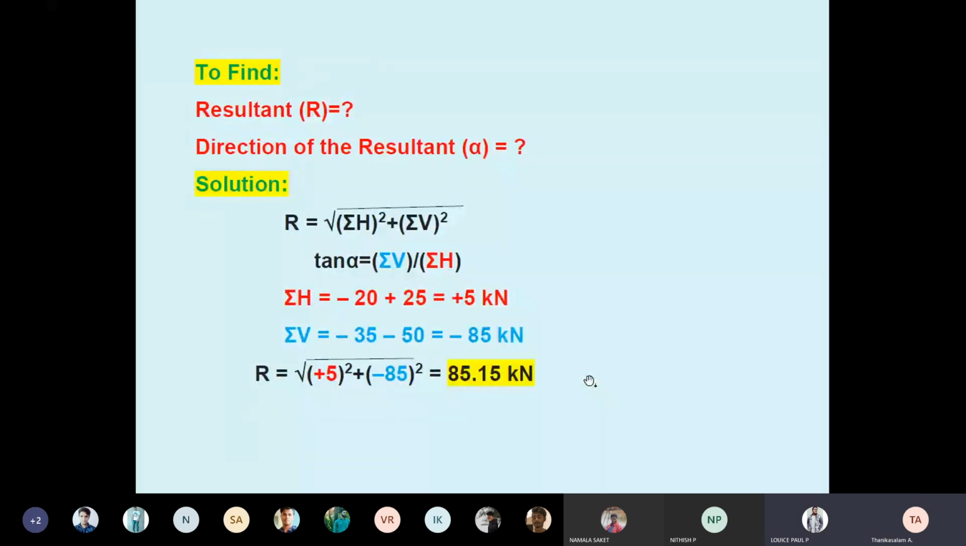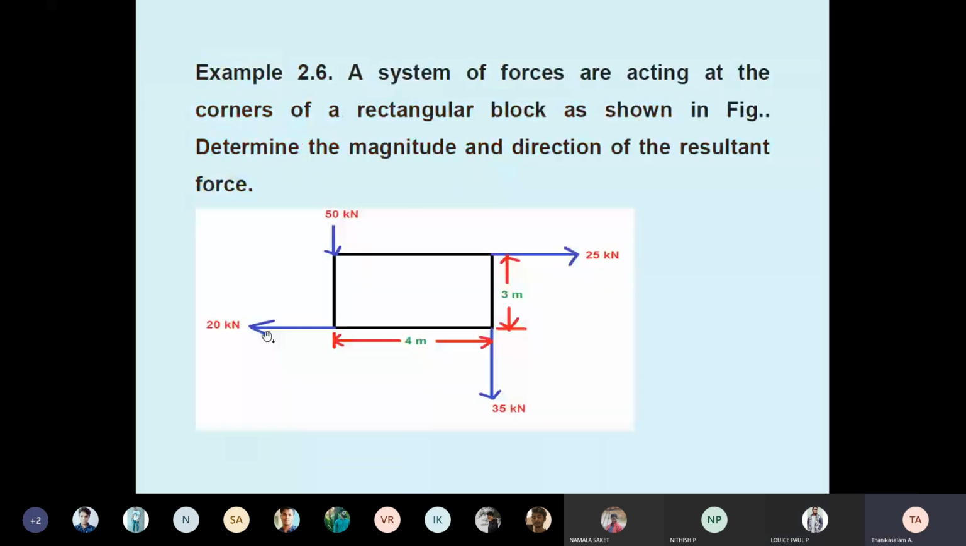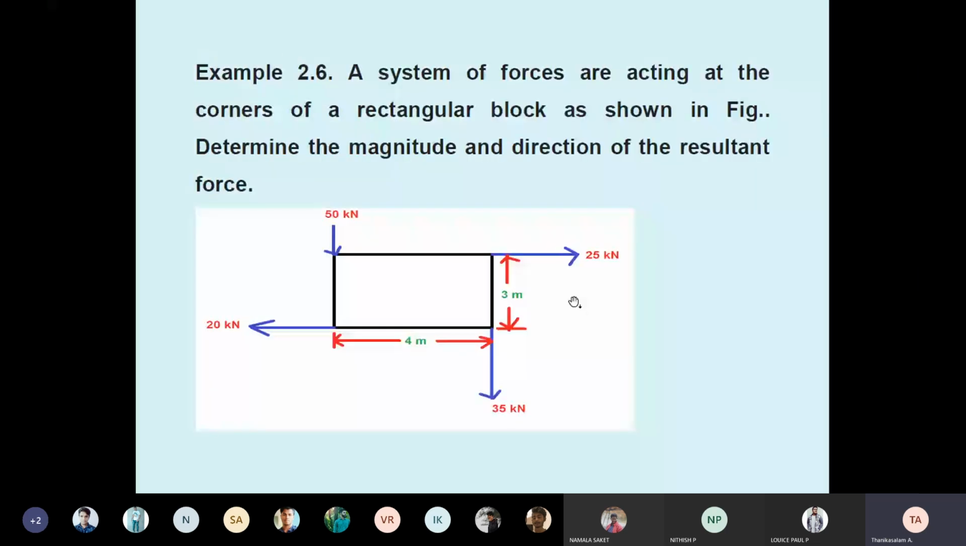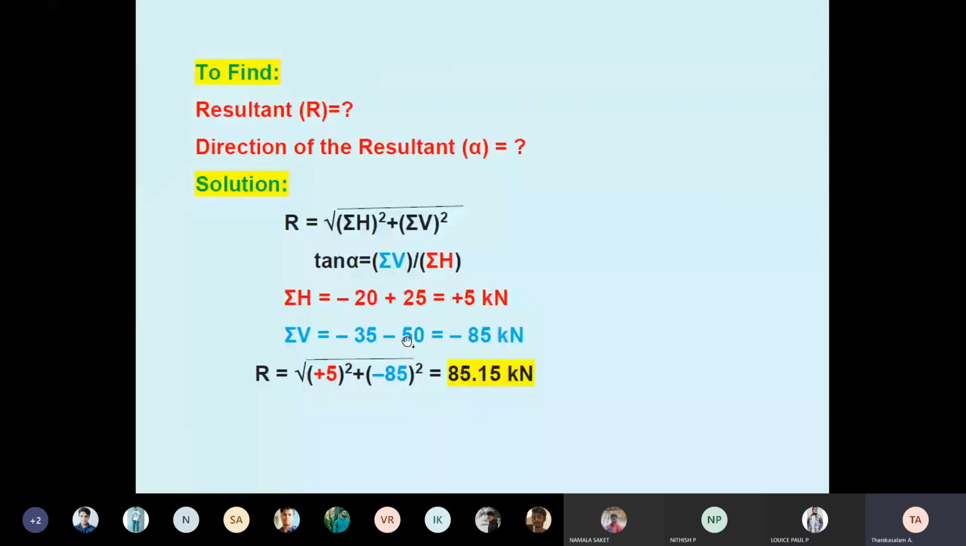So why the minus? Why am I writing minus 20 in the horizontal direction? Because it goes in the negative X direction, while 25 goes in the positive X direction. That's why minus 20 plus 25. You see here, 35 goes vertically downward. Vertical down means minus Y direction. Always see the arrow mark. The 50 kilonewton also goes vertically downward, so minus Y direction. Therefore minus 35, minus 50, minus 85.